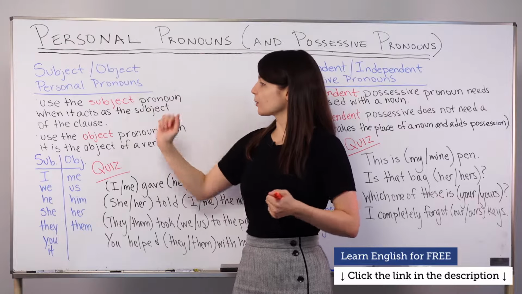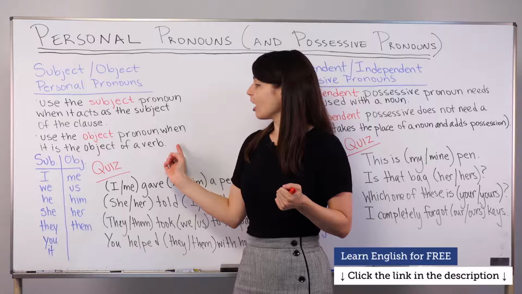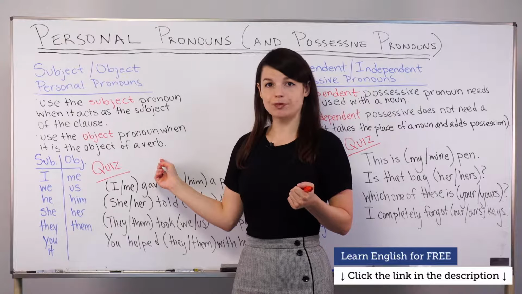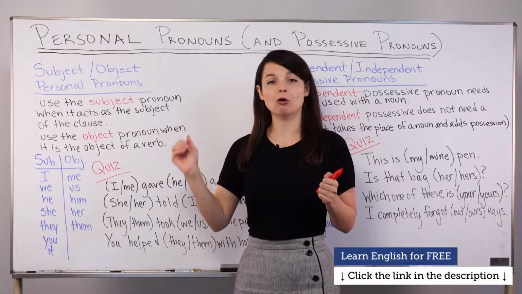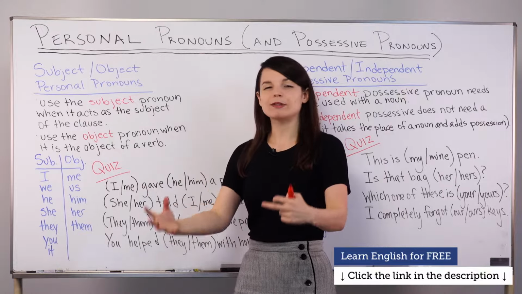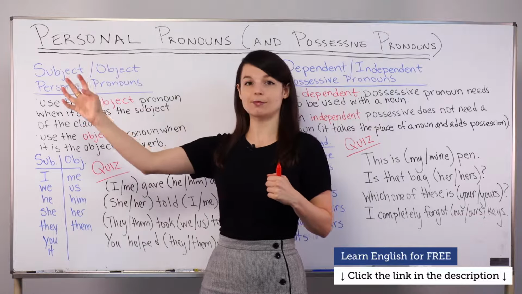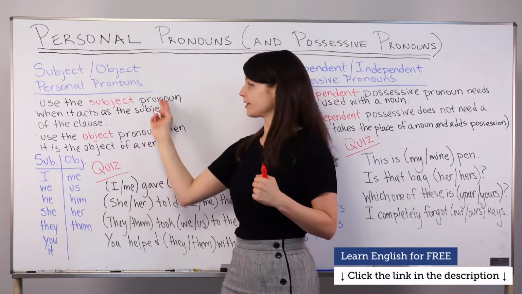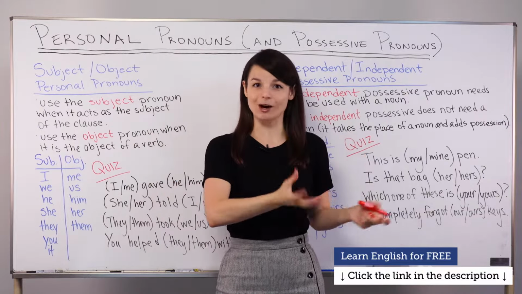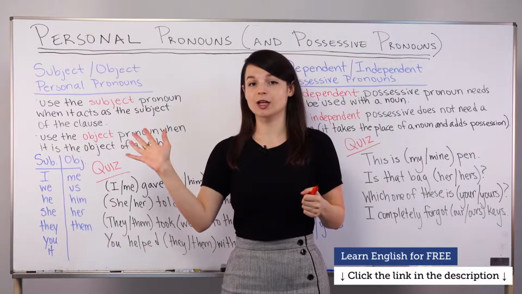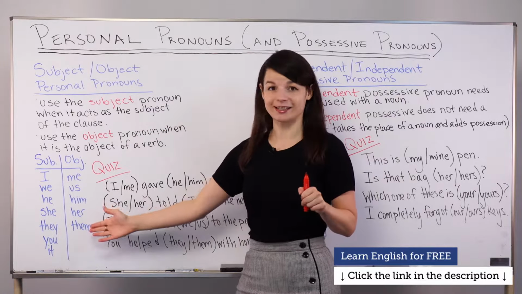Then, the object pronoun. We should use the object pronoun when it's the object of a verb. So remember, the object of a verb is the person or the thing that's receiving some action. So that means there's someone or something doing an action, the subject, and there's something receiving the action, that's the object. So we have subject pronouns and object pronouns. Let's look at this list then.